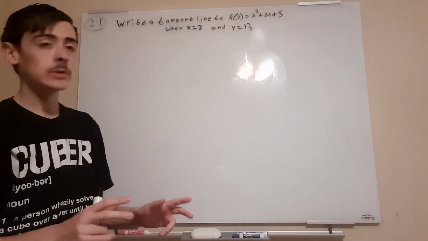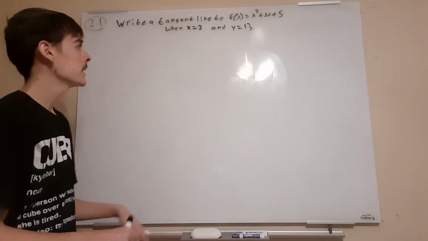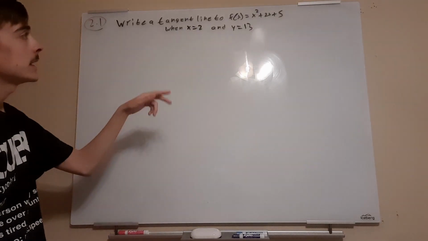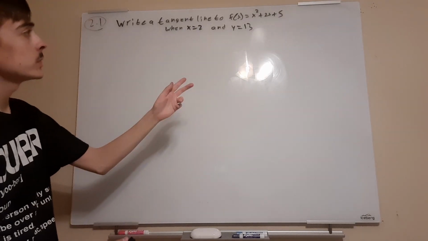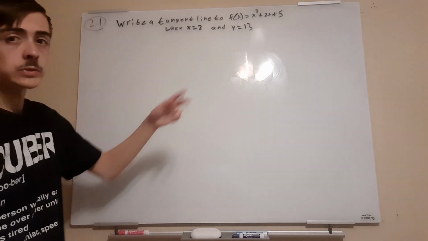Okay, so also in Unit 1, we learn a few really basic applications of derivatives. So here we have an example problem. Write a tangent line to f of x when f of x equals x squared plus 2x plus 5, when x equals 2 and y equals 13.